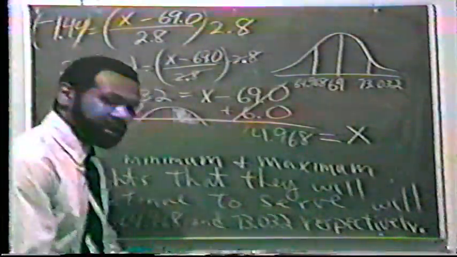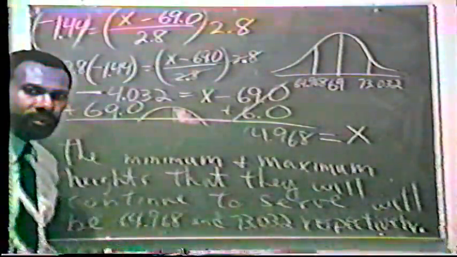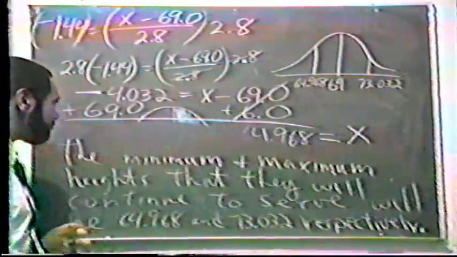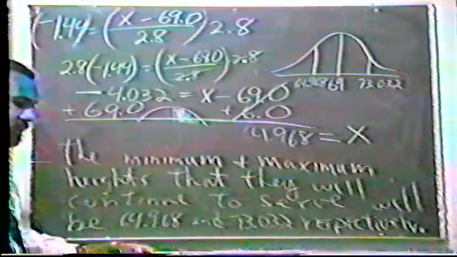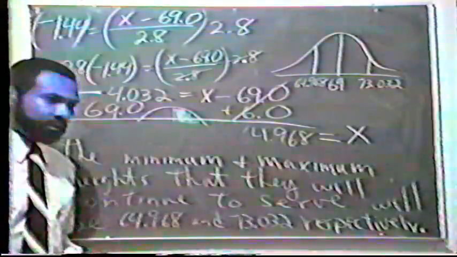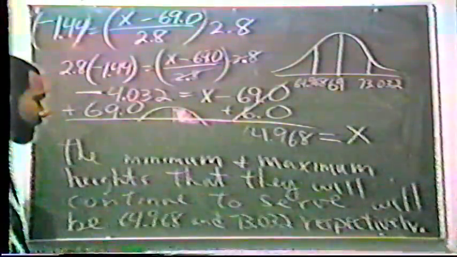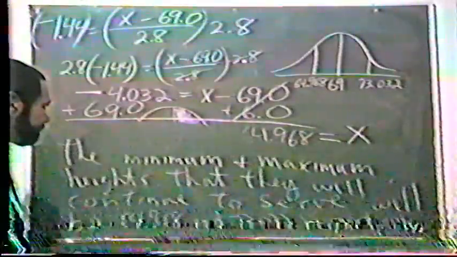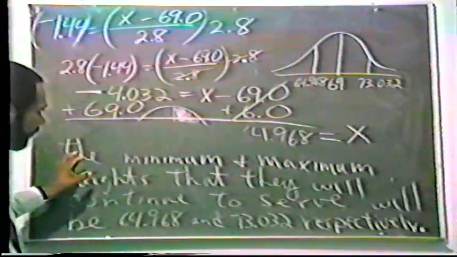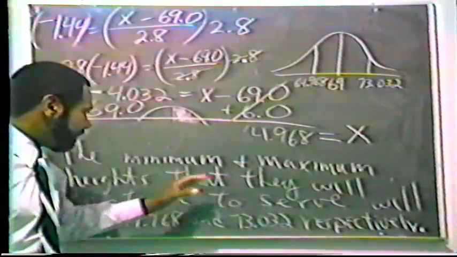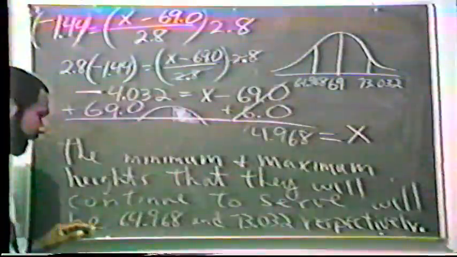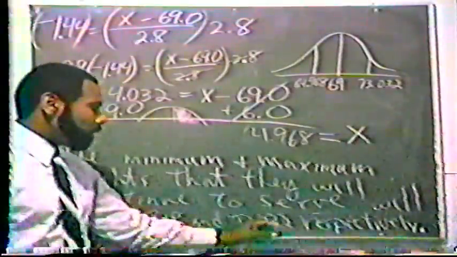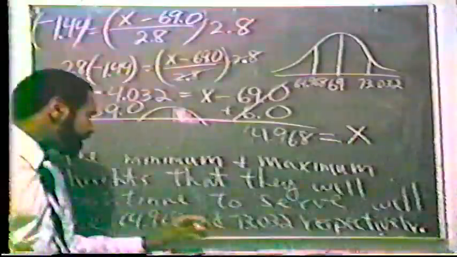Once again, for our final conclusion, we go back and read the problem, and we make sure that we have met the conditions of the problem. In this case, we were asked to find the minimum and maximum heights that the individuals in this manufacturing company will continue to serve. So we come back in the end and we address those requirements. We state that the minimum and maximum heights that they will continue to serve will be 64.968 and 73.032 respectively.